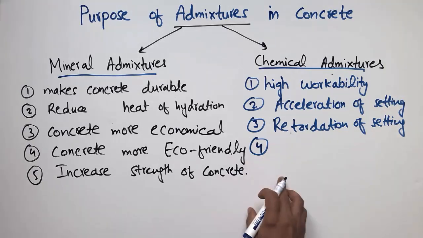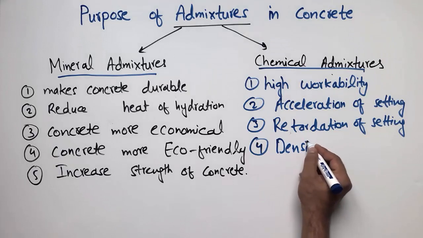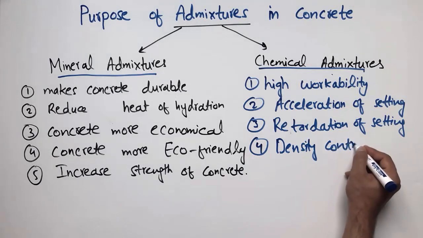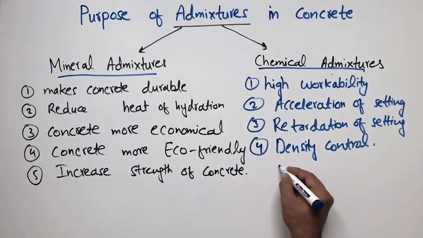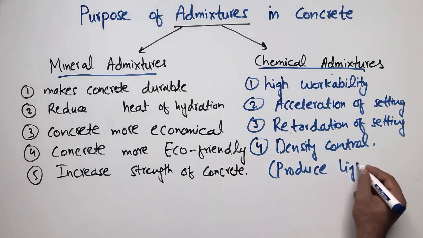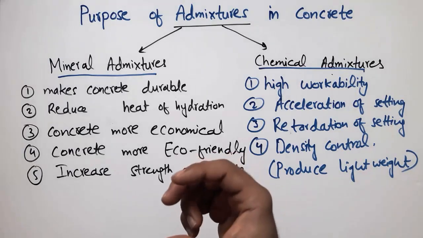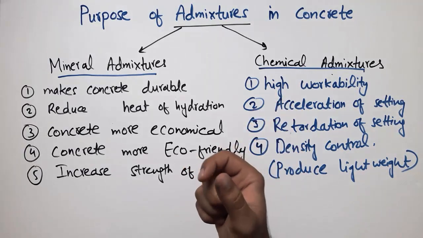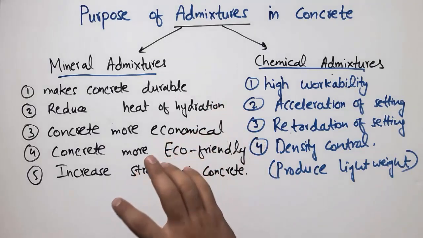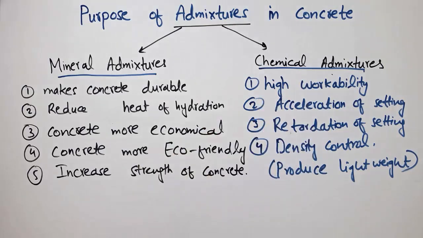The fourth property of the chemical admixture is density control. It means that we can produce lightweight concrete with the help of chemical admixtures. Lightweight means that we have some foam produced inside the concrete, and this foam fills the volume of the concrete and produces lightweight concrete, which is used to reduce the heavy load and to place and make the concrete structure.